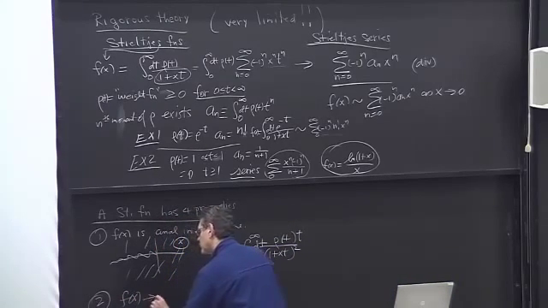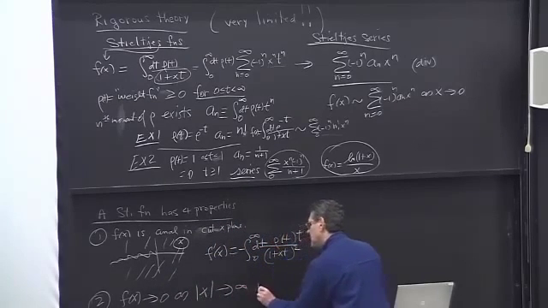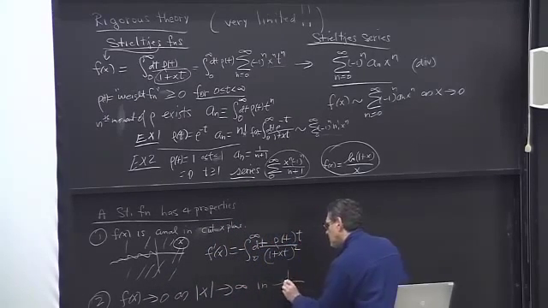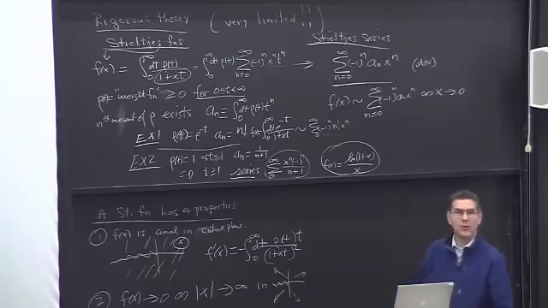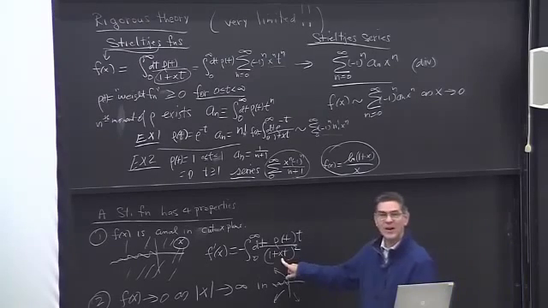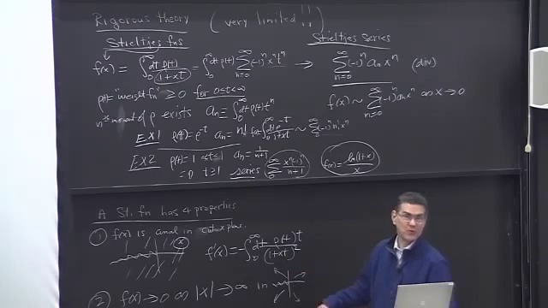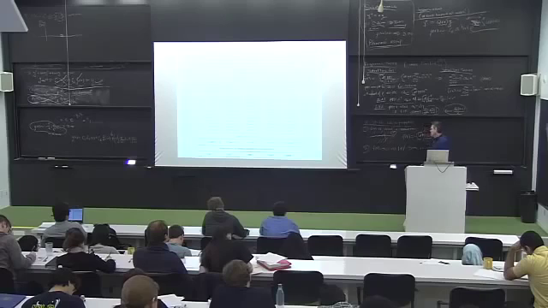Secondly, f of x goes to 0 as x goes to infinity in the cut plane. So as you go to infinity in any direction in the cut plane, f of x goes to 0. Why is this true? Because there's an x in the denominator. So it goes to 0. Okay.